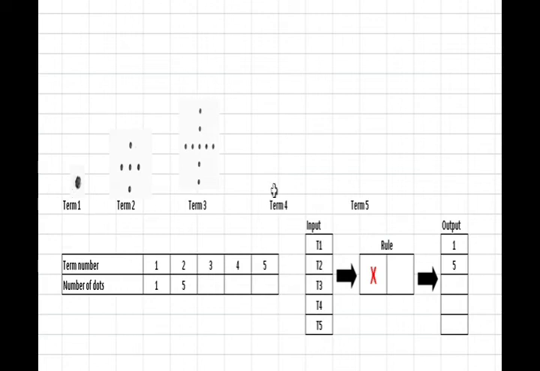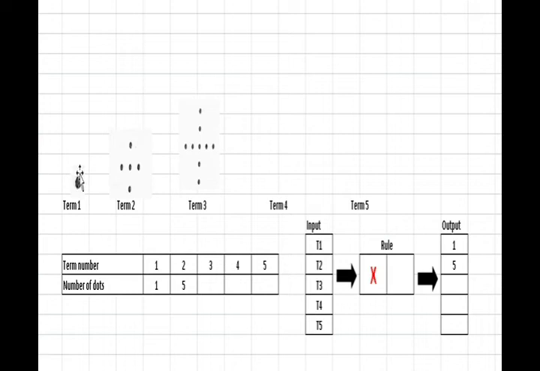Again, we are required to draw the 4th and the 5th term and also work out a rule. In this case we are going to do it slightly differently. Before we draw the 4th and the 5th term, we are going to work out the rule first. So let's look at our pattern. Let's work with what is given.